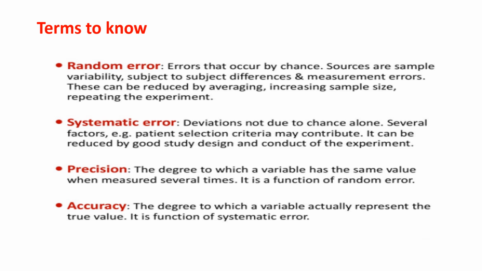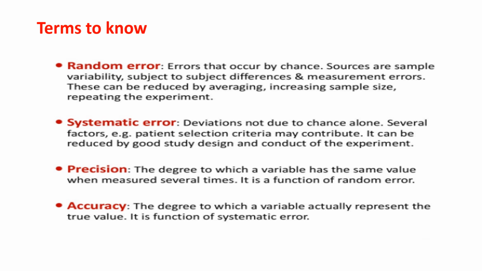Now coming to systematic error. If you go to my previous video, you will find detail about this, as I talk about systematic error, that is bias. Here the deviations are not due to chance alone. Here it is part of the system and it is usually reduced by good study design and conduct of the experiments. Now coming to the third term, that is precision.